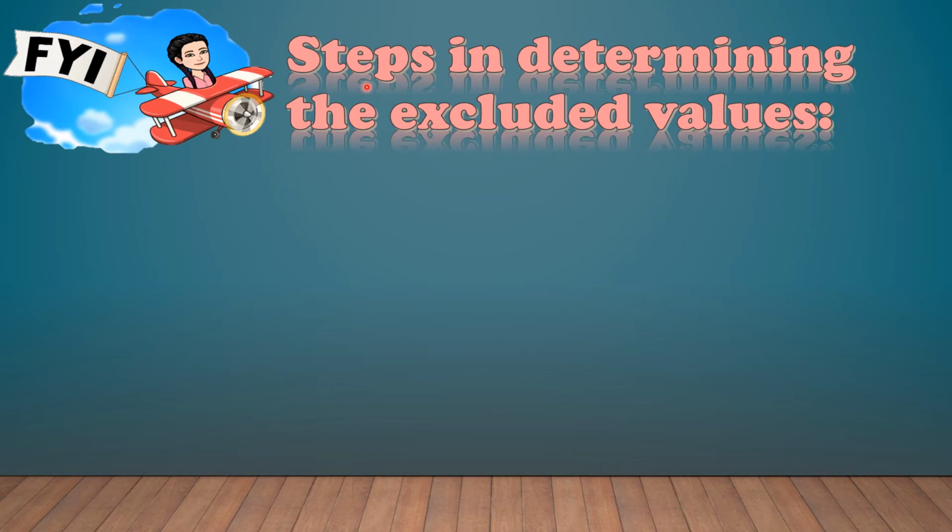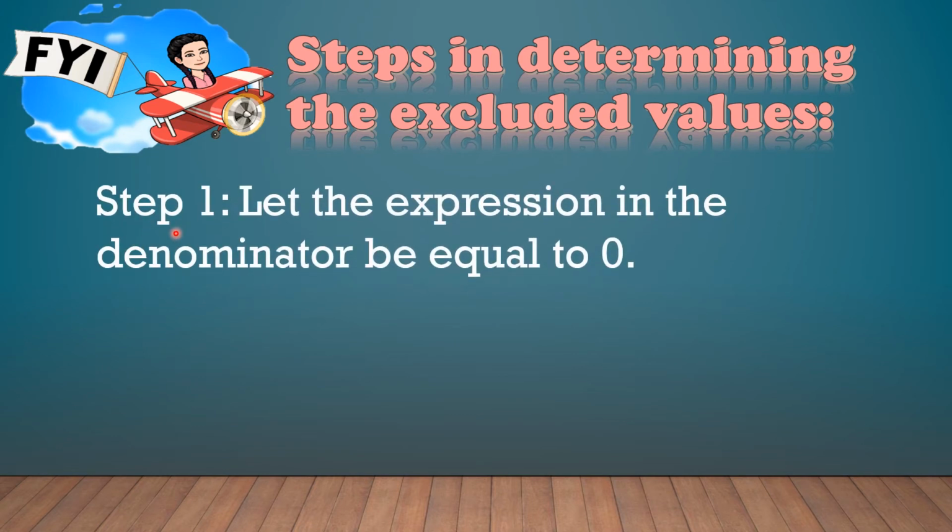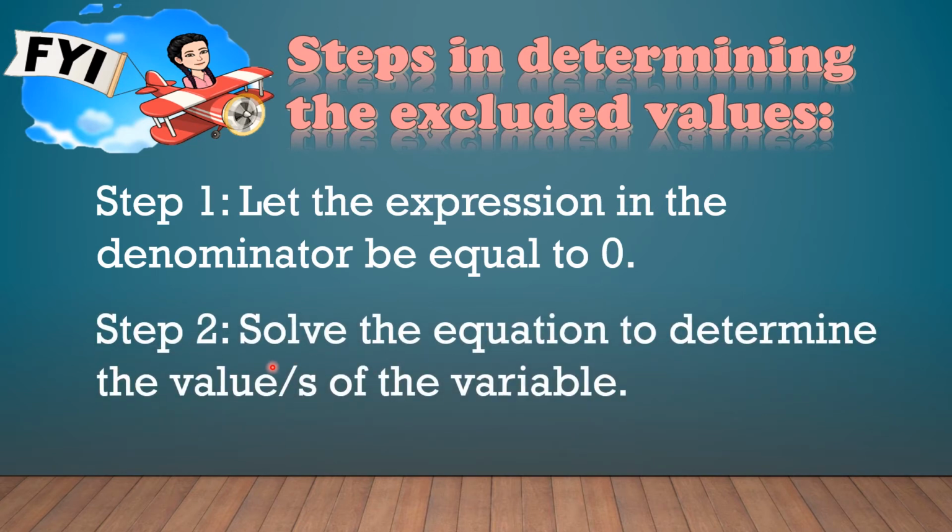So, here are the steps in determining the excluded values of a rational algebraic expression. Step 1. Let the expression in the denominator be equal to 0. Step 2. Solve the equation to determine the value or values of the variable. I-apply natin ngayon ang steps na ito para malaman kung anong value ang hindi pwede na maging katumbas ng ating variables dahil magbibigay iyon sa atin ng 0 na denominator.